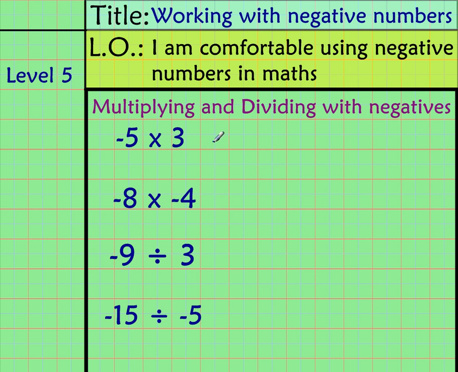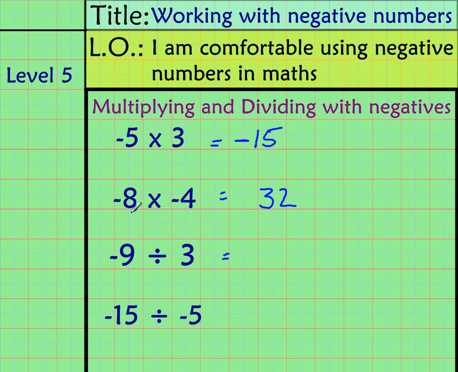5 times by 3 is 15. But a minus times by a positive, it's a minus. A mixed sign, different signs, a minus and a positive. They're different, so I get a minus here. Here I do the same sum. 8 times by 4 is 32. But because it's the same sign, a minus times by a minus, I leave it as a positive.